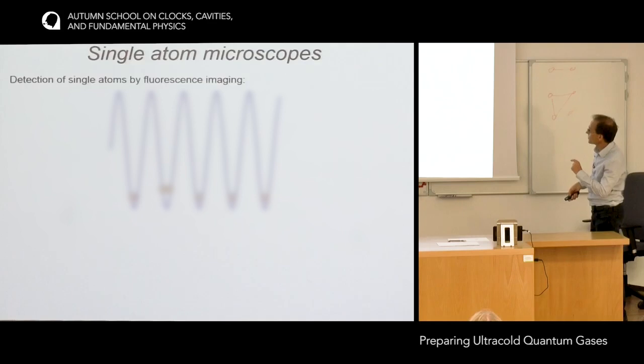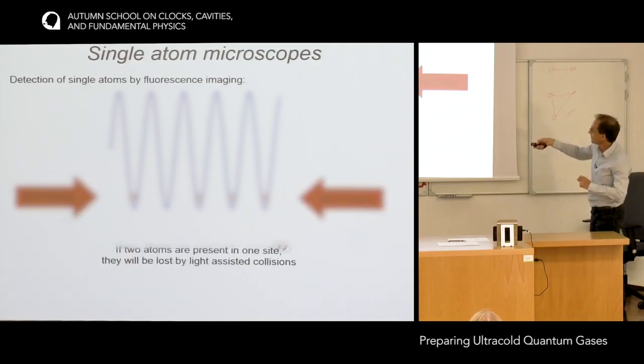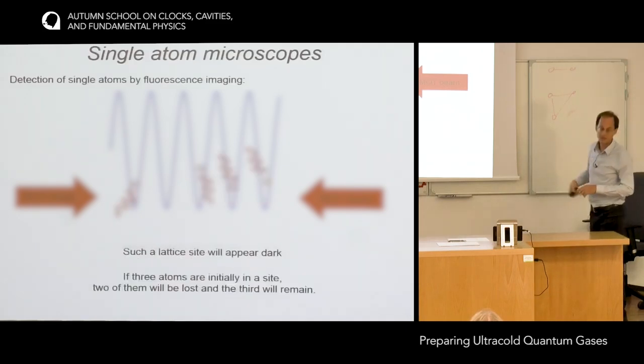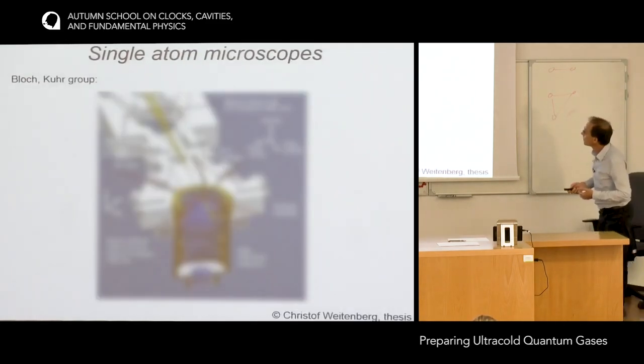There's one tiny complication here. If I initially had 2 atoms in one lattice site, they will go away. And so what these instruments usually see is not the atom number, but the parity of the atom number. Parity means if I have an odd or even atom number there. If I have 2, I see dark. If I have 3, I see bright, because 2 go away and one survives, and so on. Okay, and that's how these machines are constructed.